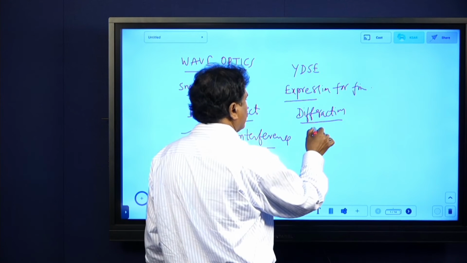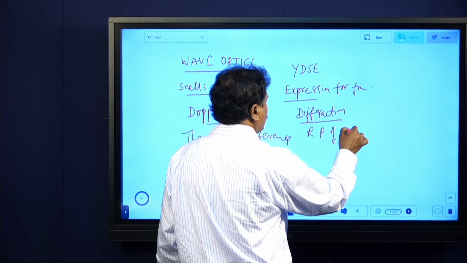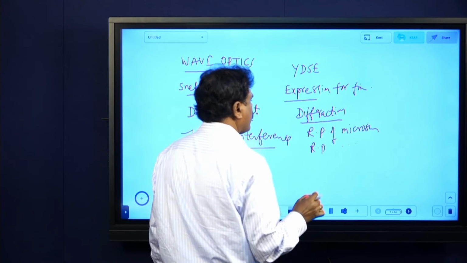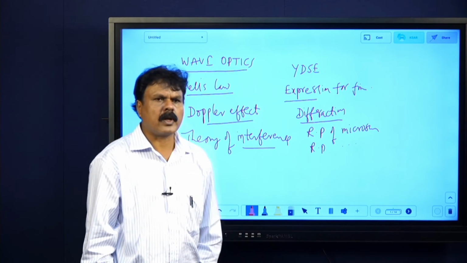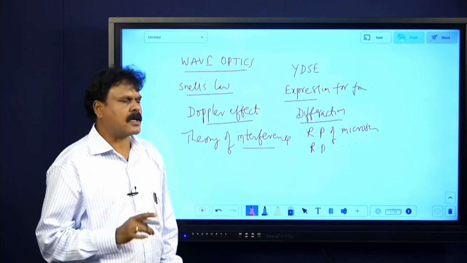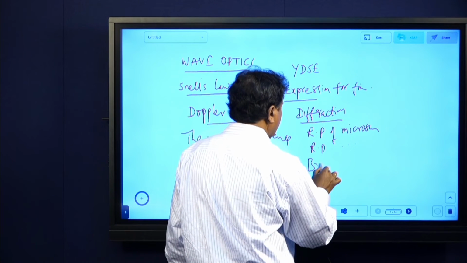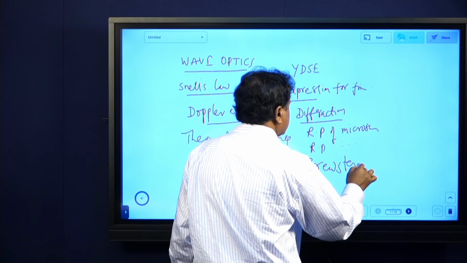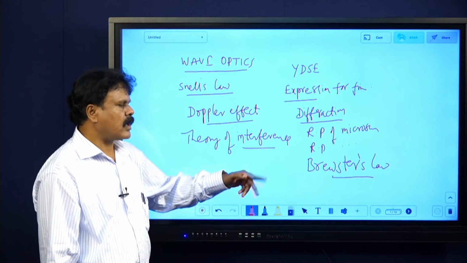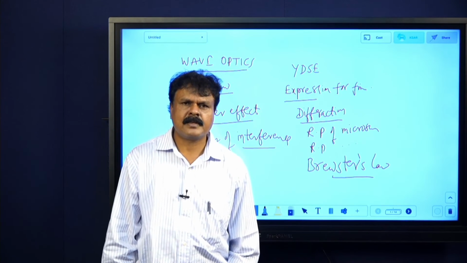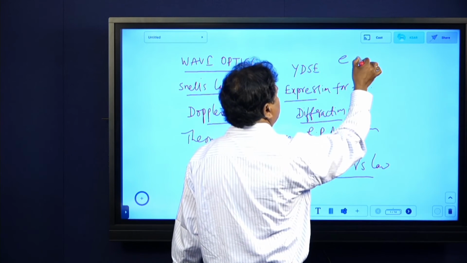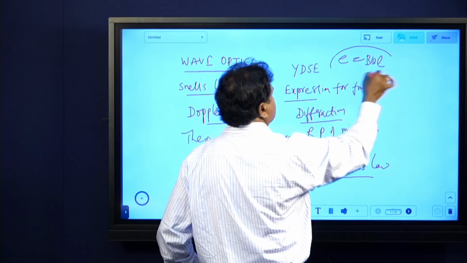Resolving power of a microscope, resolving power of a telescope. Then in polarization, what do you mean by polarization? Methods of polarization, mention the methods of polarization, Brewster's law is important. If possible, try about polaroids. Coming to EMI, Faraday's laws of electromagnetic induction, and E equals Blv, just see these things, we will see.